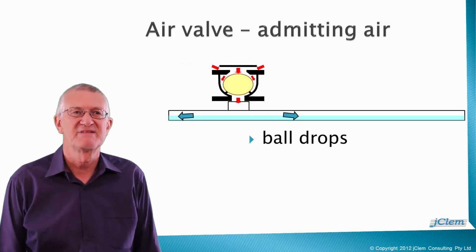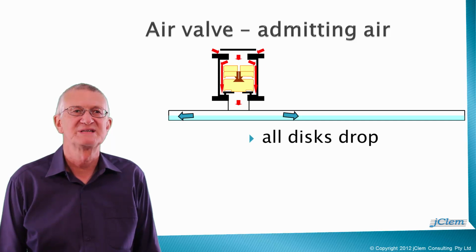When a normal air valve is required to admit air, its buoyant ball drops and air flows through the valve body around the ball. When a multiple disc air valve needs to admit air, all of its discs drop and air flows through the body of the valve around all 3 discs. In this mode, sucking in air, both air valve types behave the same way.